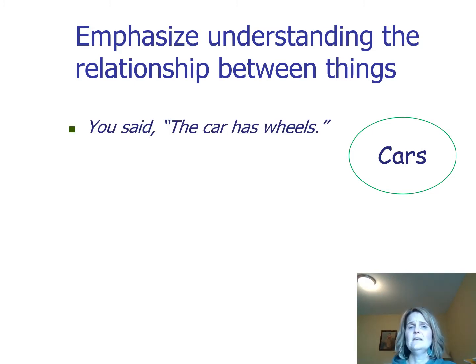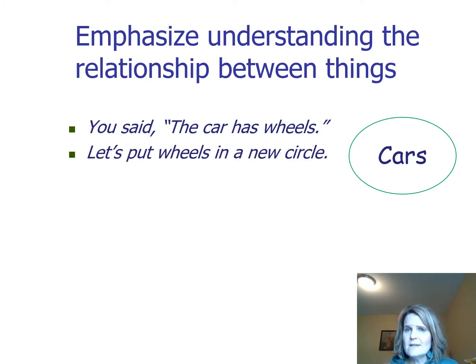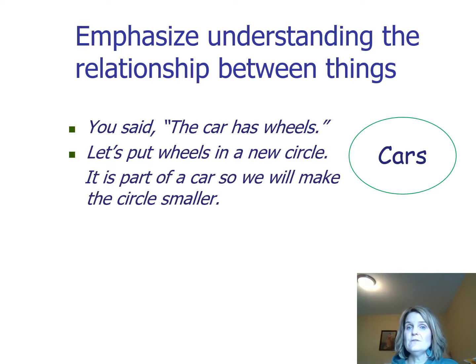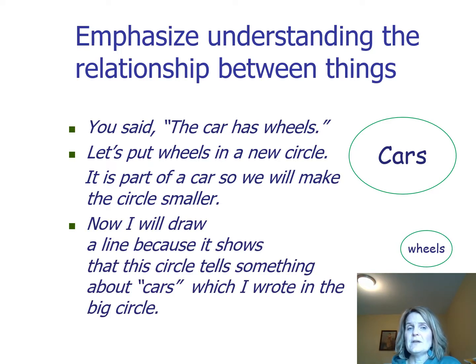So you can say, oh, you said the car has wheels. Let's put wheels in a new circle. It's a part of a car, so we'll make the circle smaller. Wheels. And at this point, I might even write parts of a car, because I know as the teacher, we're going to probably have uses of cars, purposes of cars. We're going to have characteristics of cars. Wheels are definitely a characteristic. Now I will draw a line because it shows that this circle tells us something about cars. So then you show the children how you're going to connect those things.